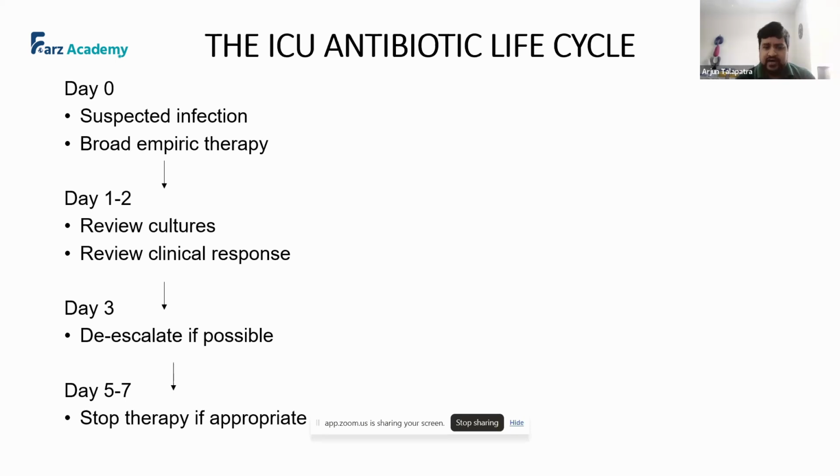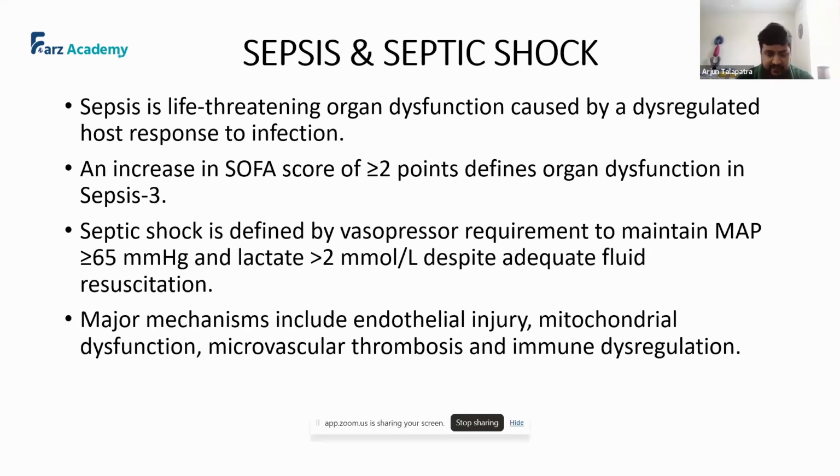Day 1 or 2, you review cultures. If you have a multiplex PCR, then great, use it, right? And you review the clinical response. Is the patient worsening? Is the patient improving? Day 3, if you feel the patient is improving, or you don't have any hard evidence about any ongoing infection, then try to de-escalate the antibiotic. And day 5 to 7, if your patient has improved adequately and your biomarkers have come down, you might as well stop the antibiotics if appropriate. So this is usually the life cycle of antibiotics in the ICU.